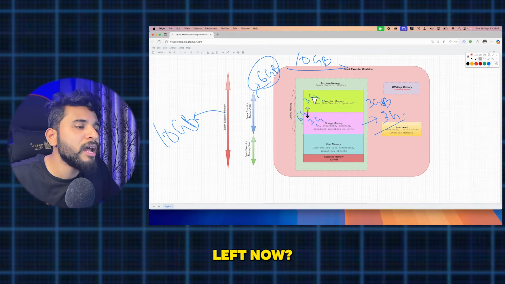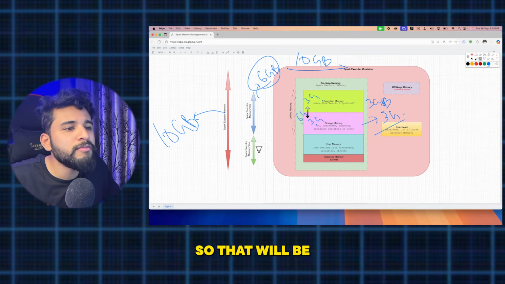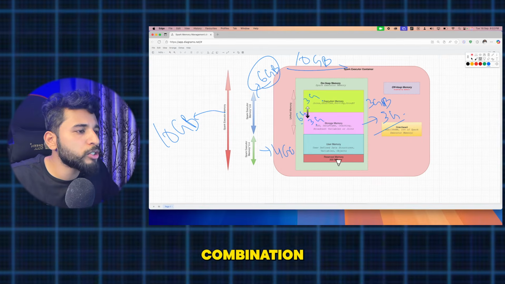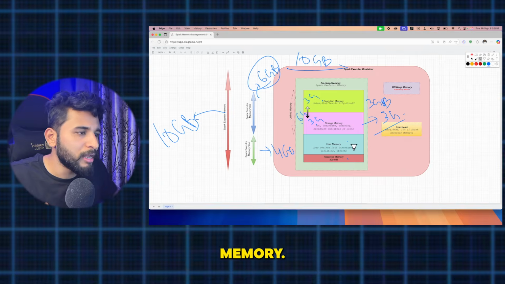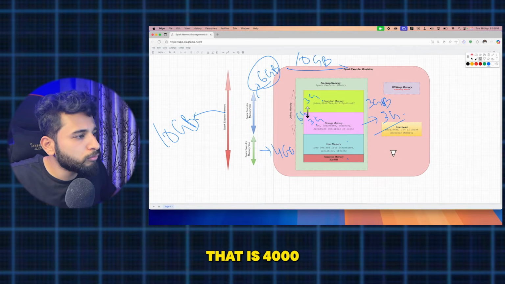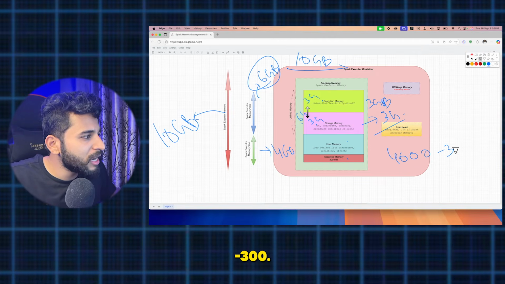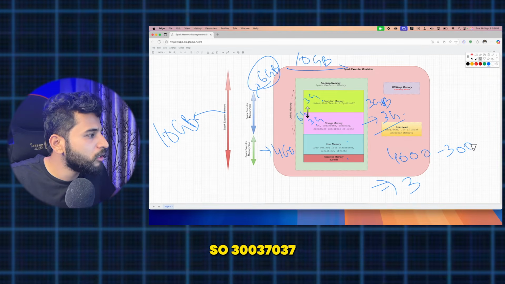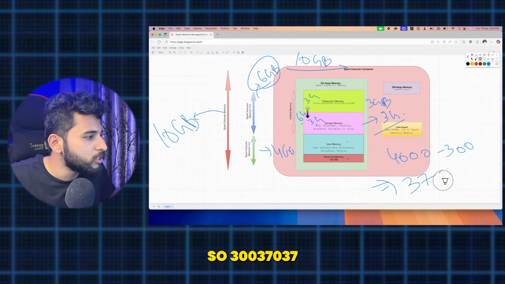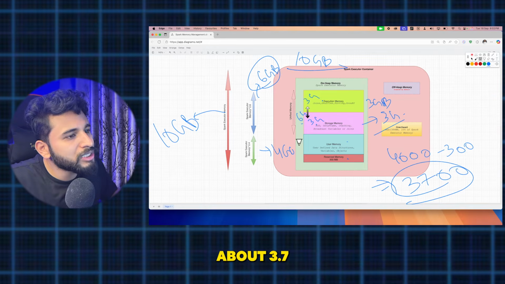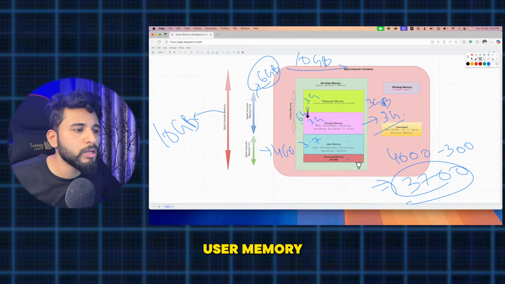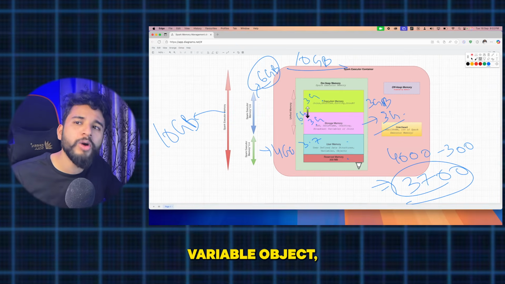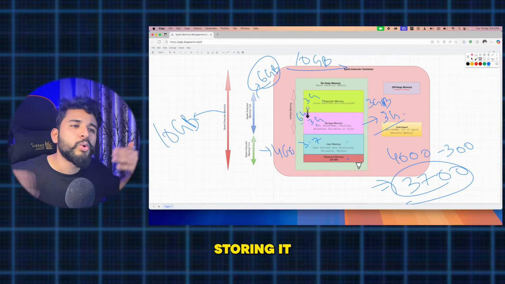How much is left? Now 4 GB is left. The 4 GB will be a combination of reserved memory and user memory. That means if we combine, 4000 minus 300, which is the reserved memory, about 3.7 GB will be given to the user memory to store your user defined data structures, variables, objects, those sorts of things. You will be storing them there.